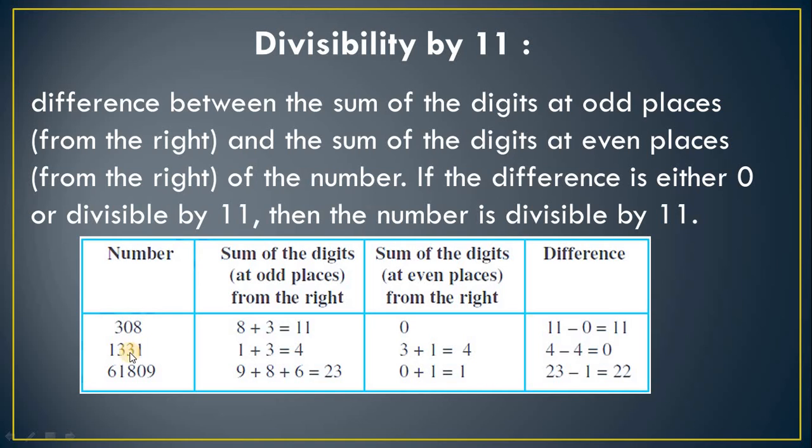In the next example, 1 plus 3 is 4, then 3 plus 1 is 4, difference is 0. Here 9 plus 8 plus 6 is 23, 0 plus 1 is 1, their difference is 22. 22 comes in the multiplication table of 11, so all these numbers are divisible by 11. So the difference should be either 0 or 11, 22, 33, 44, like that. So it means it will be divisible by 11.